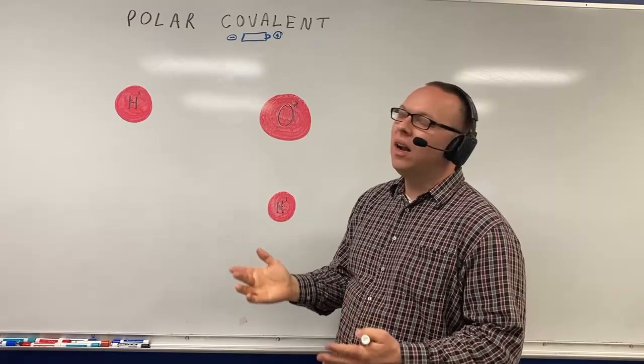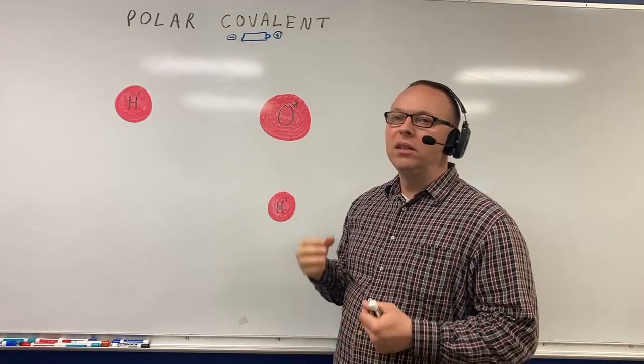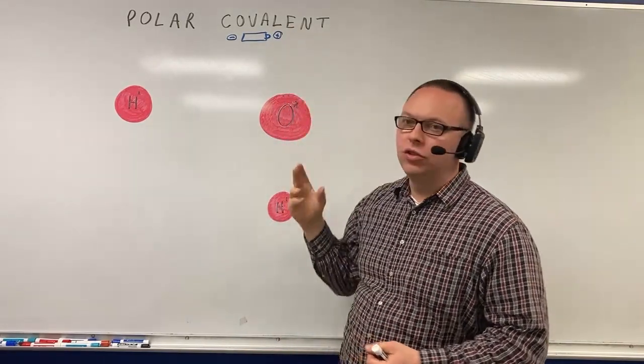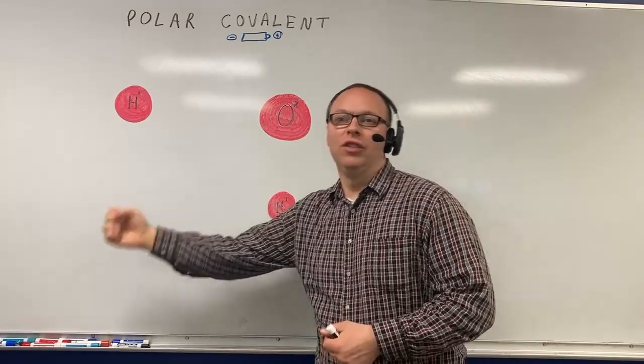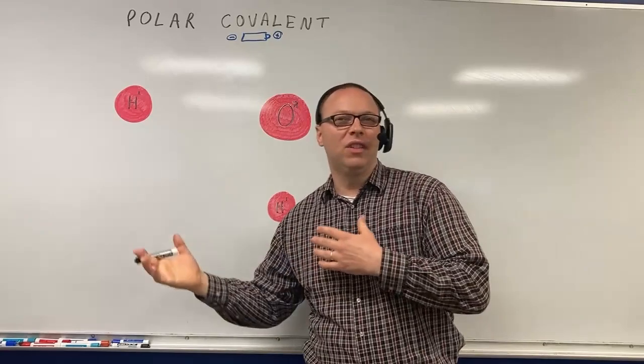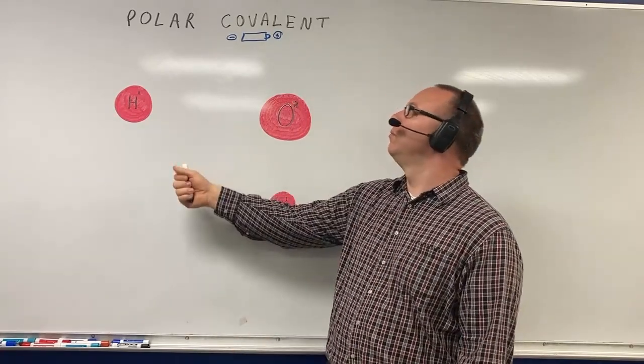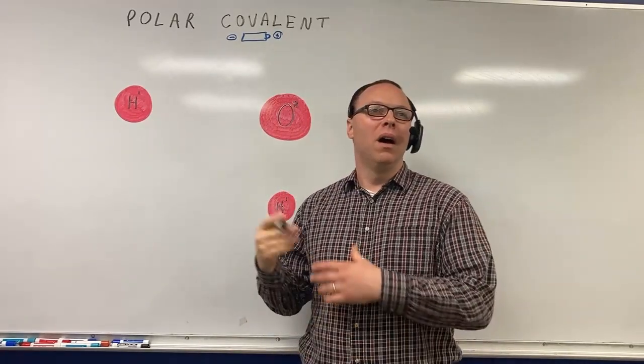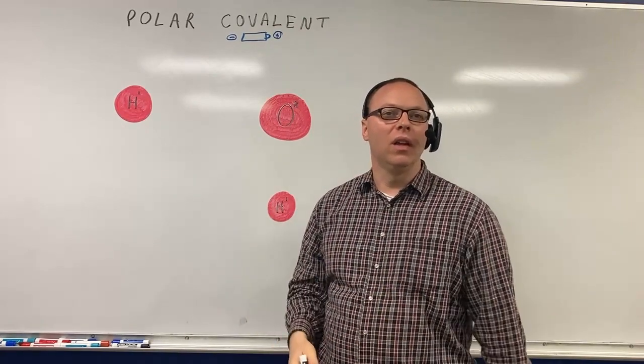Well, why isn't it ionic? Well, in covalent bonding, you're sharing. In ionic bonding, you're stealing them, you're ripping them off. Polar covalent is kind of stuck between these two. I'm not quite ripping off the electrons, but I'm not totally sharing equally either.